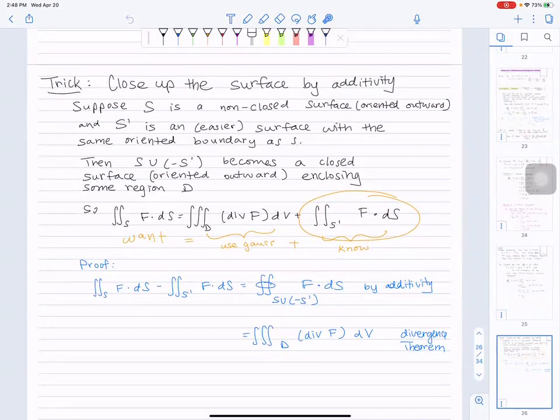So you end up getting that the flux of what you want equals the flux of the lid. So you can use divergence to find this thing, which is now easier because it's a flat surface and we know the boundary, which is this circle. That would equal what we wanted to find, which is an even harder surface. Like we don't know how to do this parabola thing.